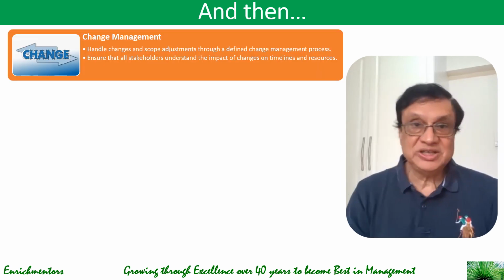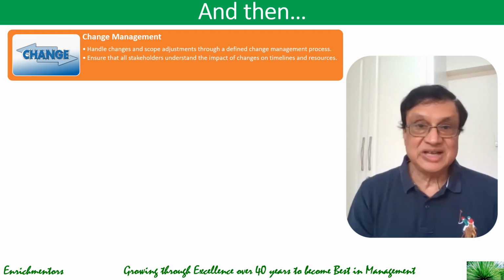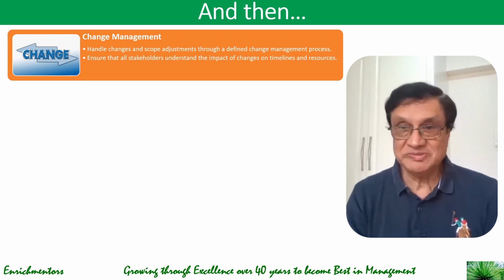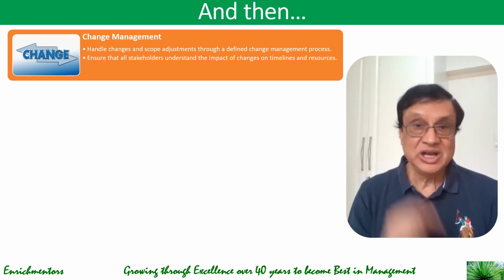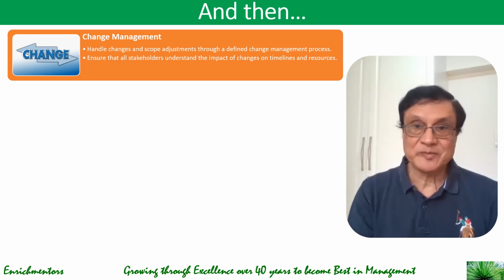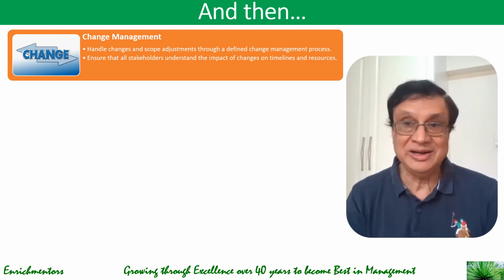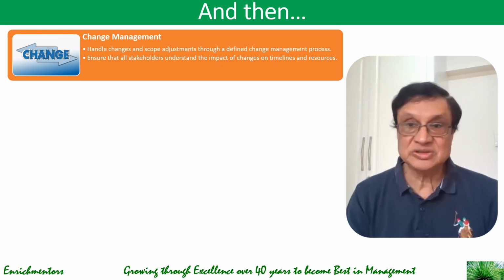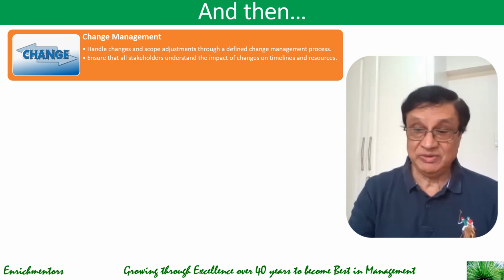Change management is a thing that you need to ensure is done. You need to handle changes in scope adjustments from the customer through a defined change management process. You need to define how a change in spec or anything that important would be handled from the stakeholder side, and ensure that stakeholders understand the impact of changes on timelines or resources right from the beginning.